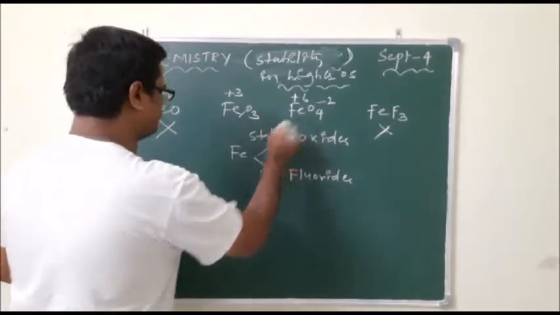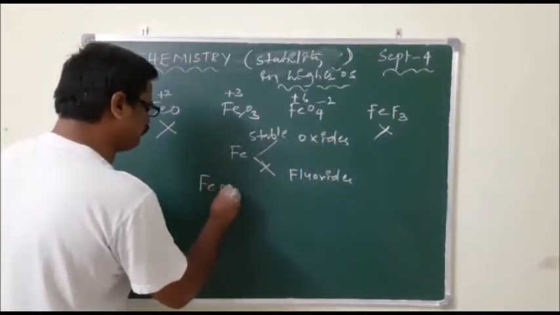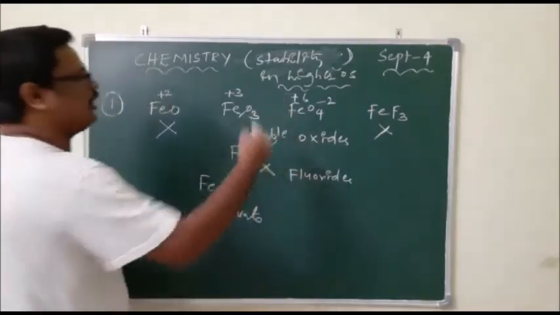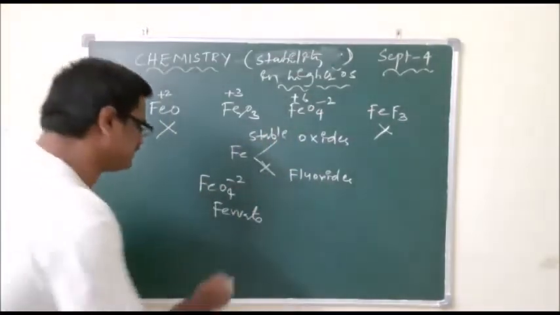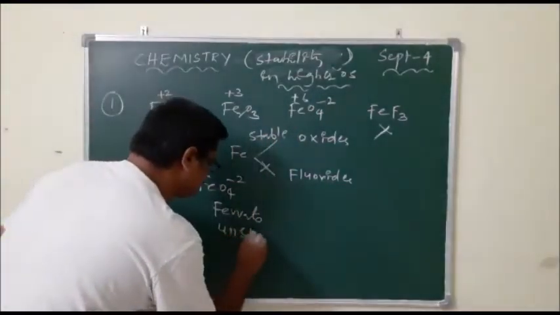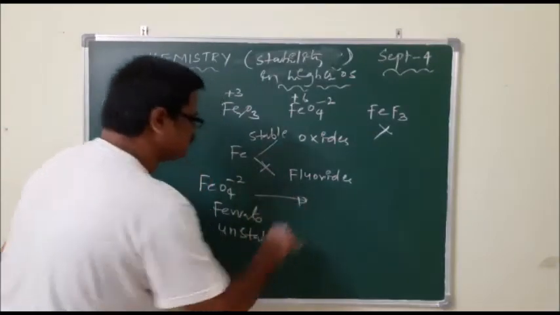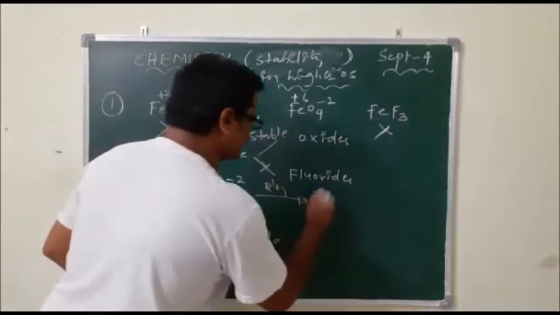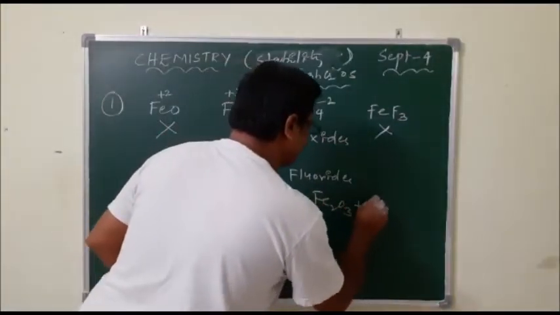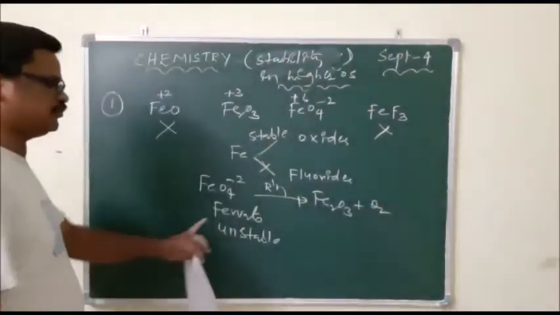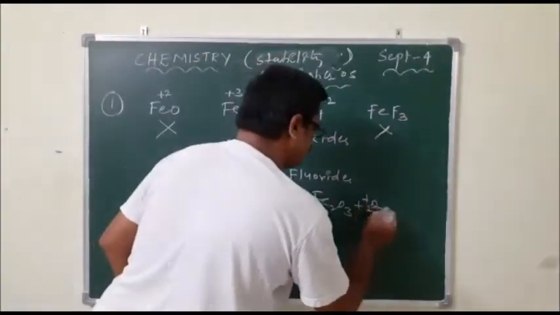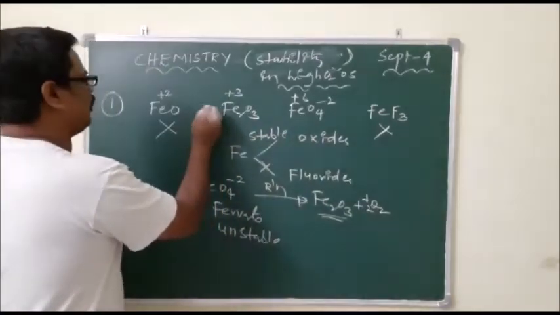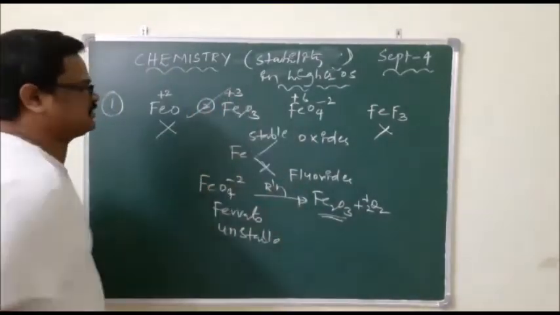But don't forget that FeO4 minus 2 is the ferrate, looking to be the highest oxidation state, but it is unstable. What's the reason? It undergoes reduction to give again Fe2O3 and half O2. So that means again it is giving Fe2O3. So that's why option 2 is correct.